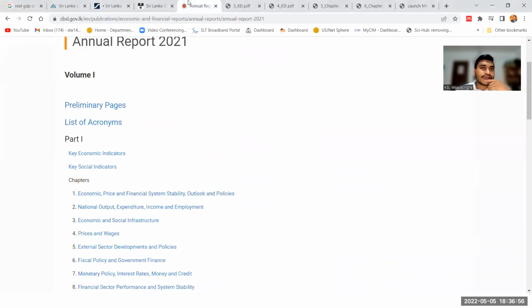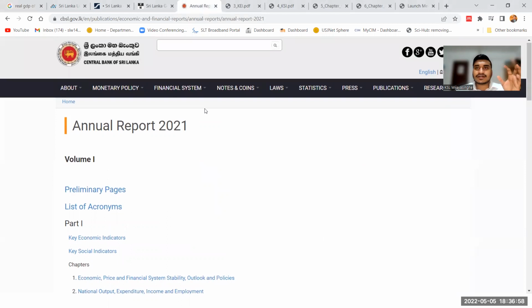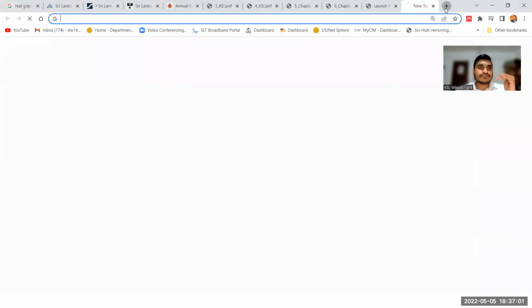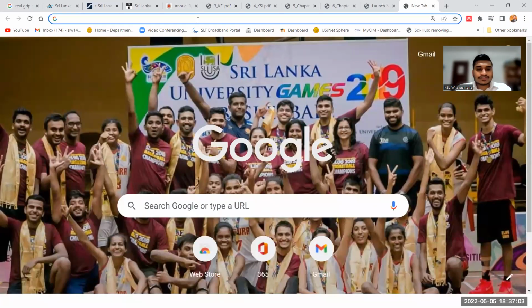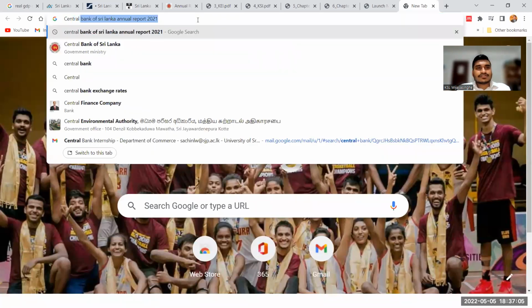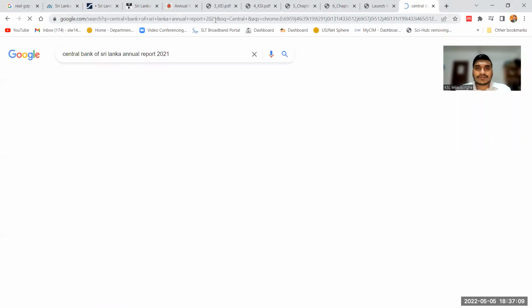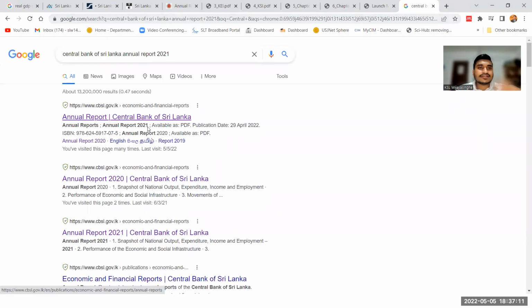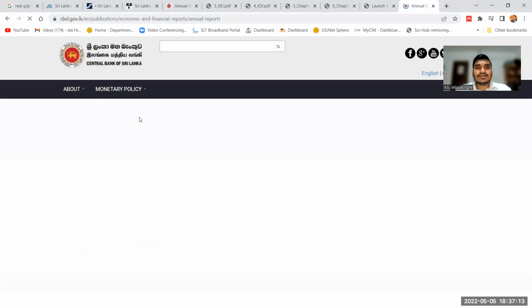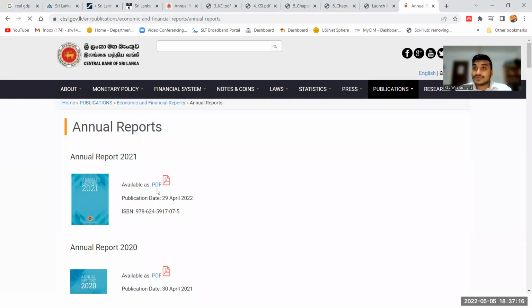If you go to the annual reports of the Sri Lanka Central Bank, basically to get accustomed to this, you type in Central Bank Annual Report 2021, that is what I have typed in, and then you will get this search suggestion, and you can go and download the annual report. So it's good to get familiar.